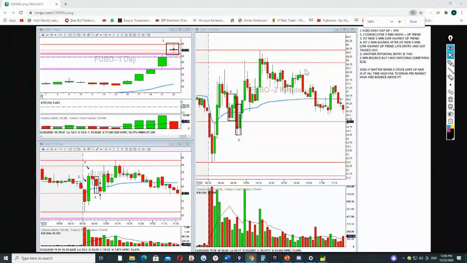FUBO daily gap up at all-time high, because this is interesting. So the stock gaps up to all-time high, 2 consecutive 5-minute highs in an uptrend, 1 to a higher high and higher lows in an uptrend. Actually, we'll need to discuss this in a second. First, new 5-minute low against the uptrend, which is here. Oh my god, this is big actually.